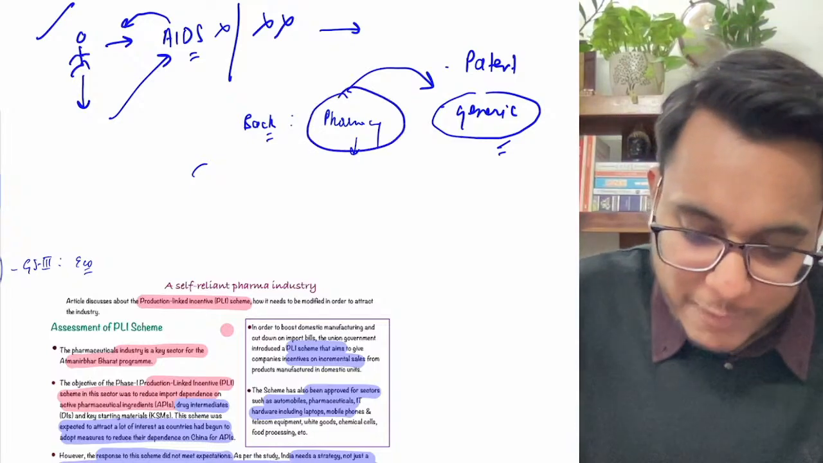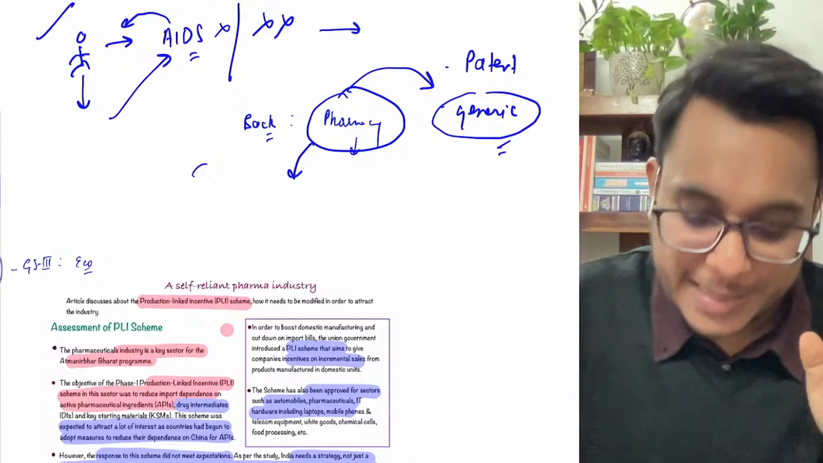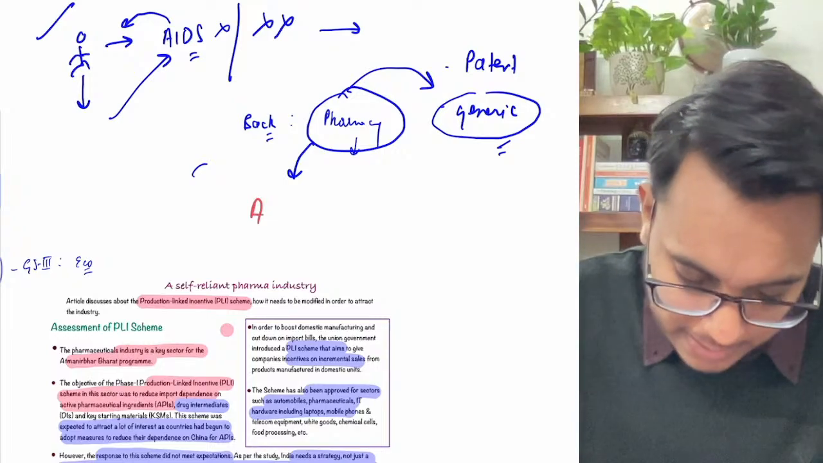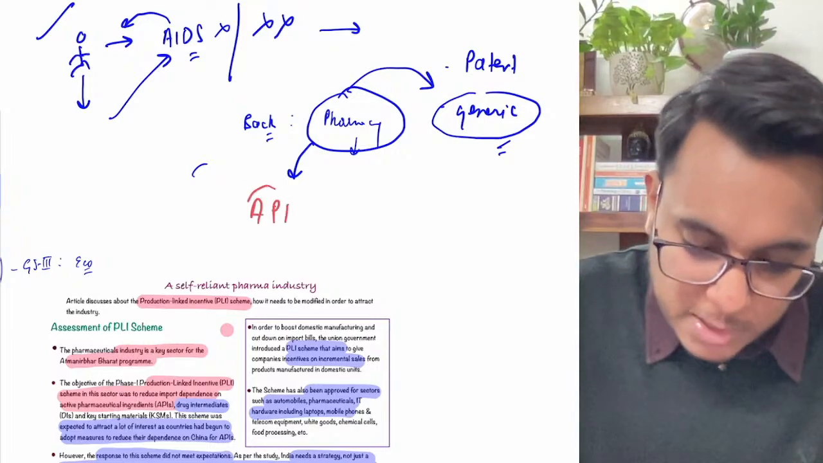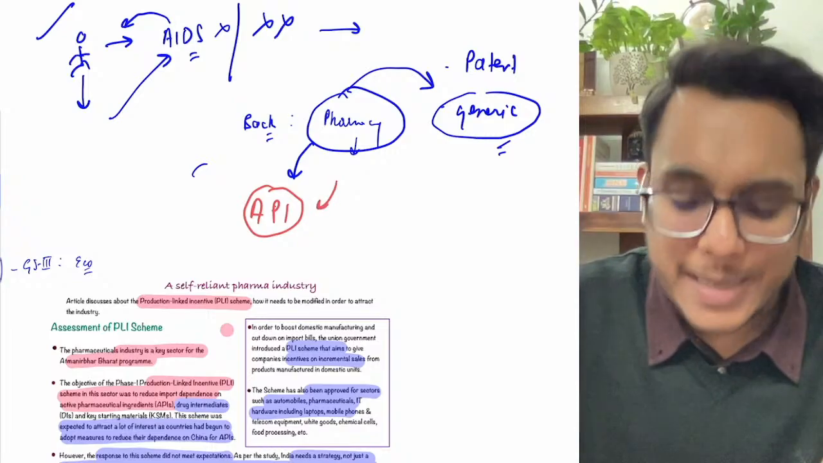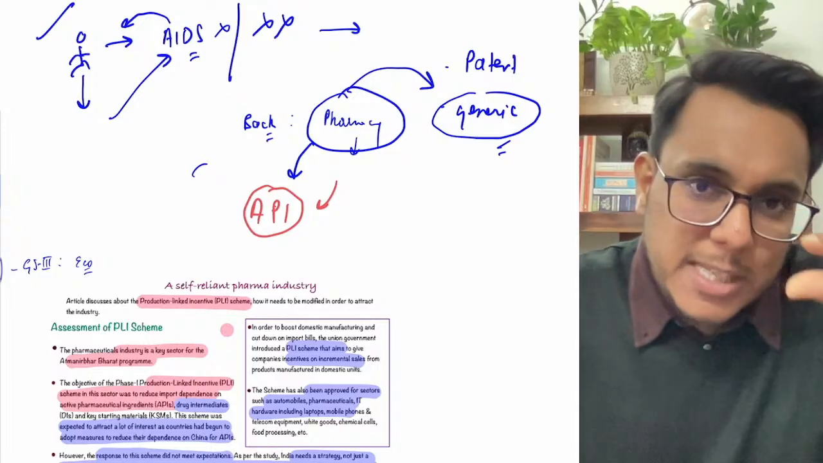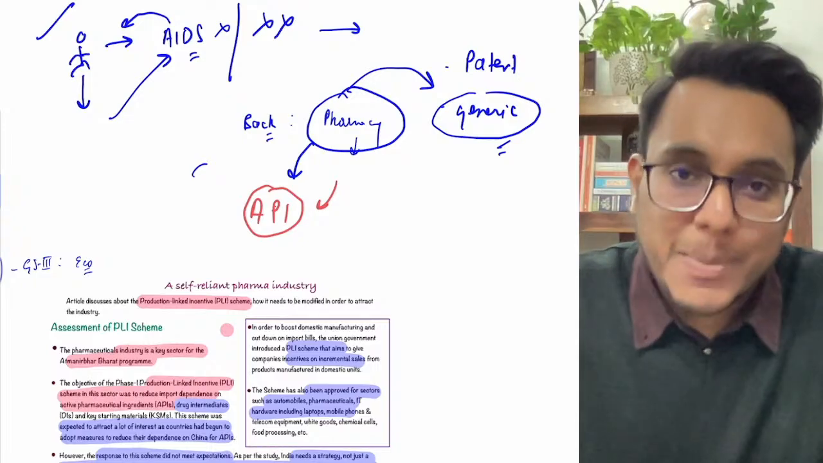Now guys, when we talk about medicine, there is one more concept I want to tell, because it will be coming later. There are the APIs, active pharmaceutical ingredients. Now what is this API? See, in any medicine, the bulk of that medicine is formed by some chemical component.